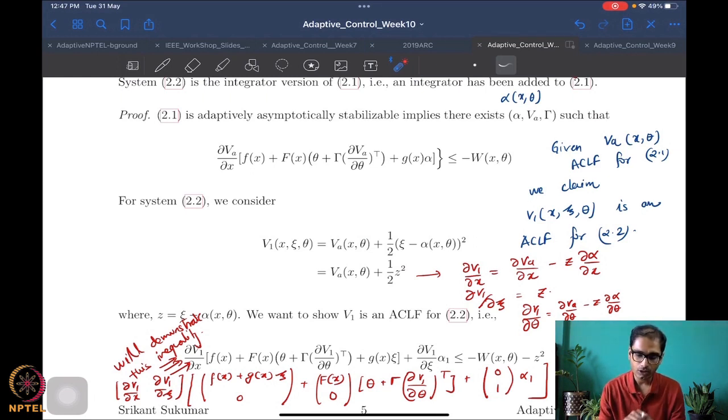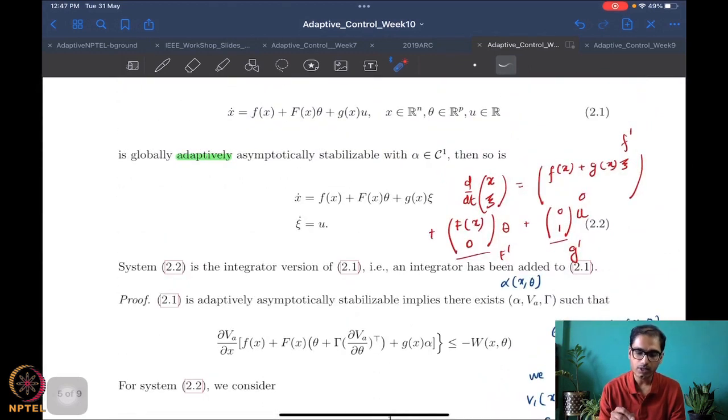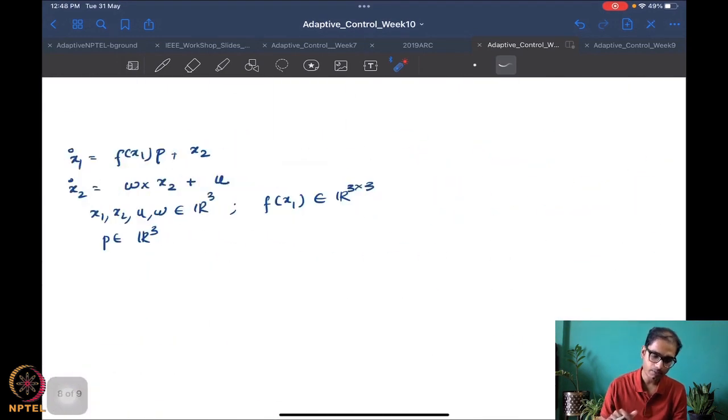Now, in order to be able to do all this, we need to have an ACLF for the original system also. And how one can come up with an ACLF for this system 2.1 again goes back to the same idea as adaptive integrator backstepping type methods. So what I want to do is a slight modification of this as an example. If you remember, we had considered this particular example for adaptive integrator backstepping and also extended matching, but I want to try to at least use the ACLF based backstepping method on this problem.